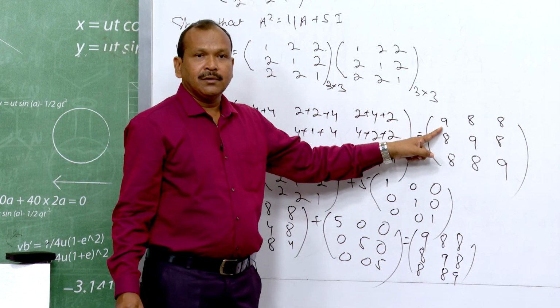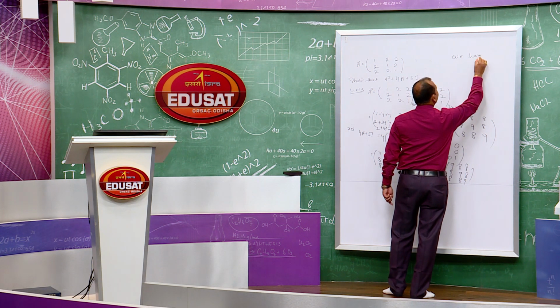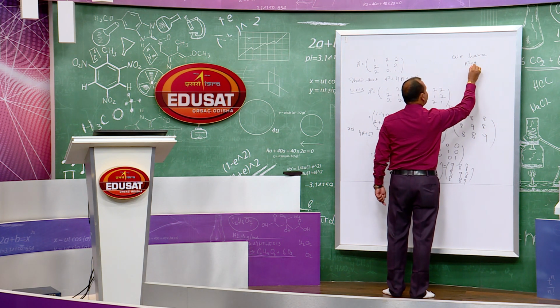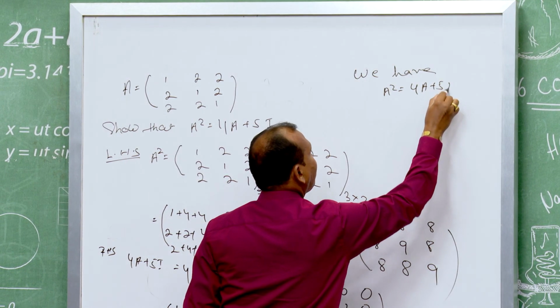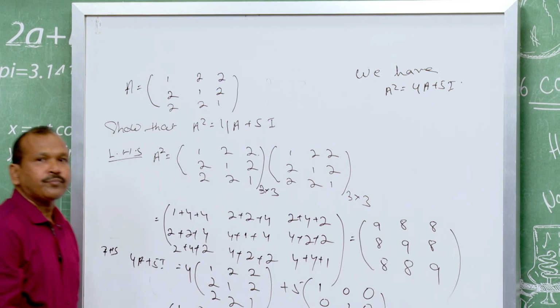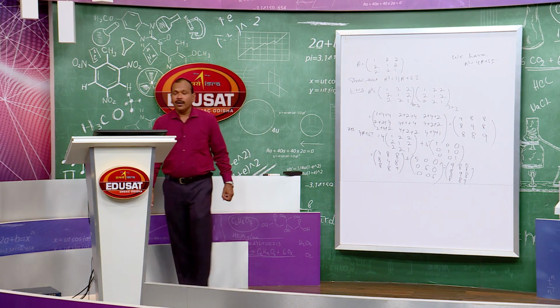So, A square is equal to 4A plus 5 times I. We have A square equal to 4A plus 5 times I.